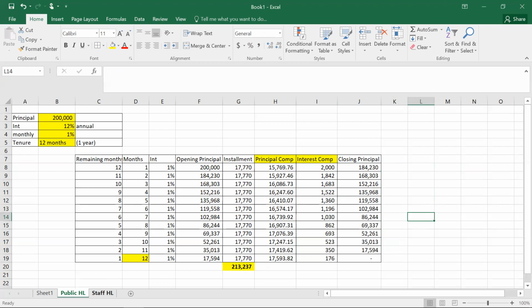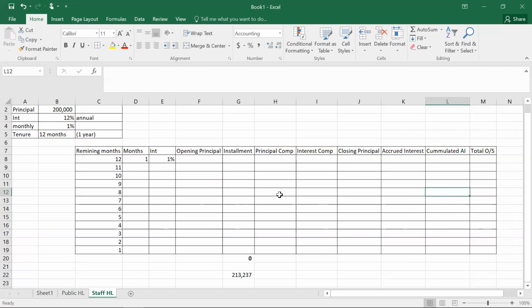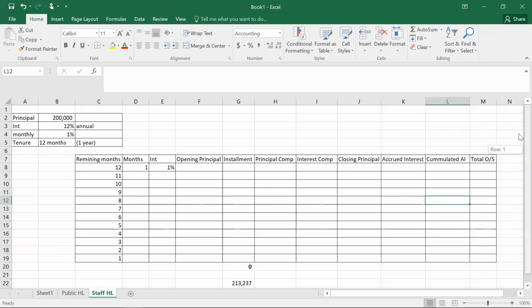Now we'll move to modeling the staff housing loan, and you will realize how the staff housing loan helps a bank's employee who has availed it to save a lot of money. Though when we are modeling a 1-year loan the amount may be minuscule, for a 20-year or 30-year loan it's a big amount. So again, now we will start from the beginning. What is the opening principal? The opening principal is 200,000.